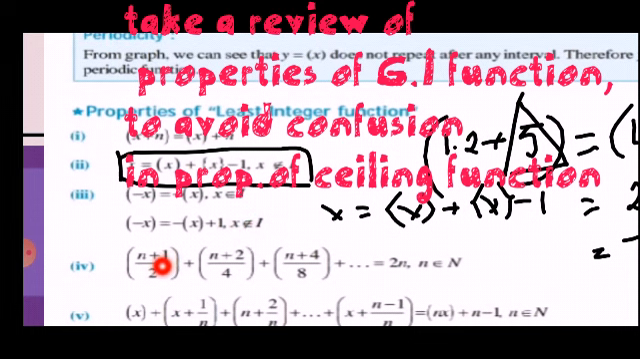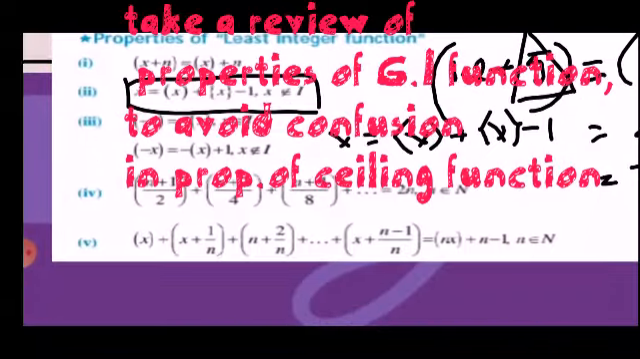So one more property, property number 4: ceiling of (n plus 1) by 2 plus ceiling of (n plus 2) by 4 plus ceiling of (n plus 4) by 8 is equal to 2n. You can prove this also. If you find difficulty, I will prove it later on.